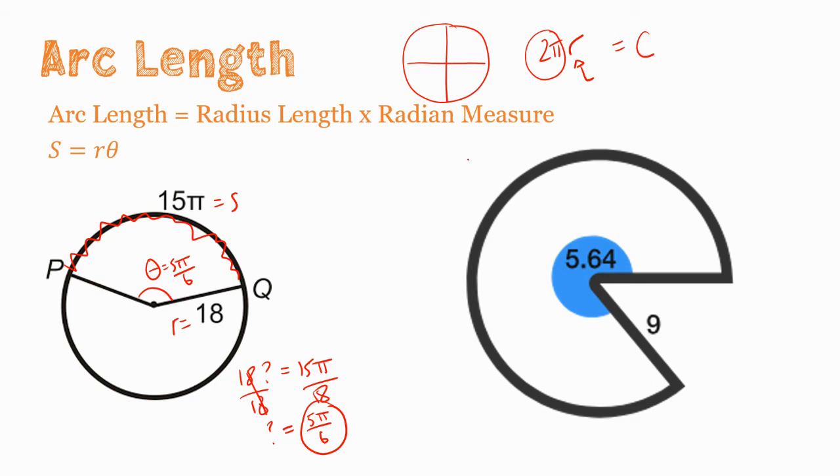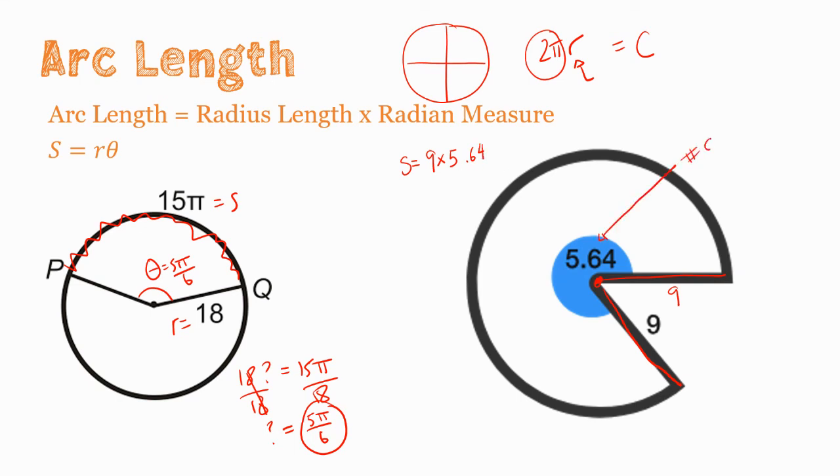And then this last one, let's say I wanted you to find the whole perimeter here, this like Pac-Man. I'm going to say this is the center of the circle. We know this length is 9. We know this length is 9. That's the radius. I need to figure out what's this whole thing. So the arc length is going to be the radius times, well, how many are going to fit into that? I'm telling you, 5.64 radius lengths.